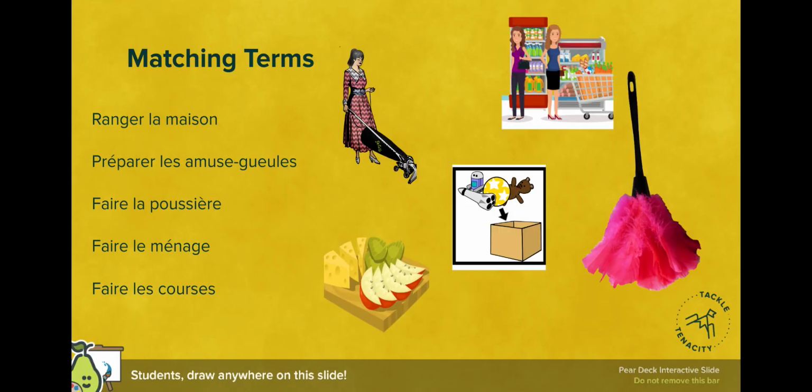Okay, so moving on. Match those terms on the left to those pictures on the right. The first one we have is ranger la maison. Then we have préparer les amuse-gueules. And troisième is faire la poussière. Quatrième, faire le ménage. And cinquième, faire les courses. Okay, match those words to those pictures. You can pause the video if you need a little bit more time.